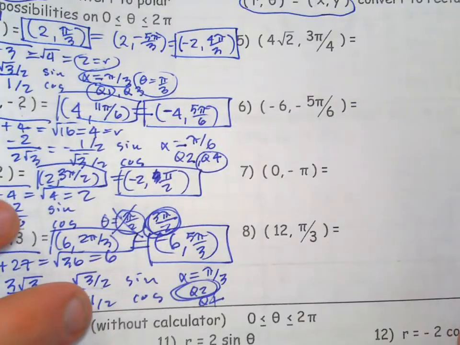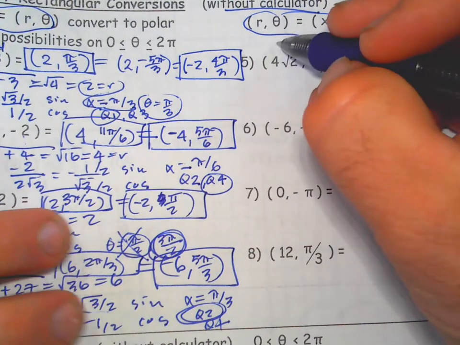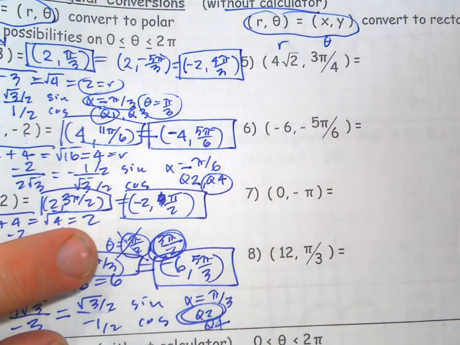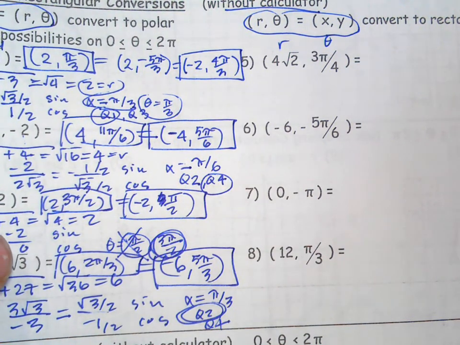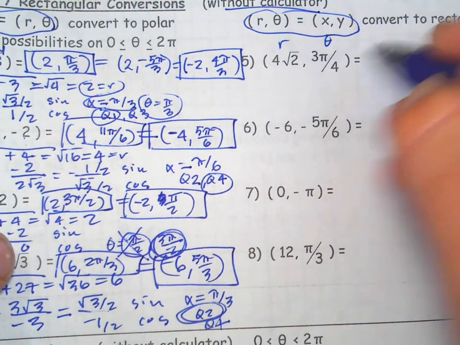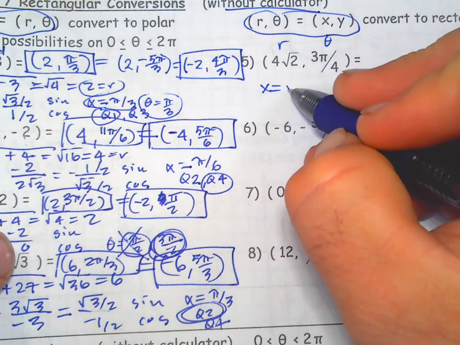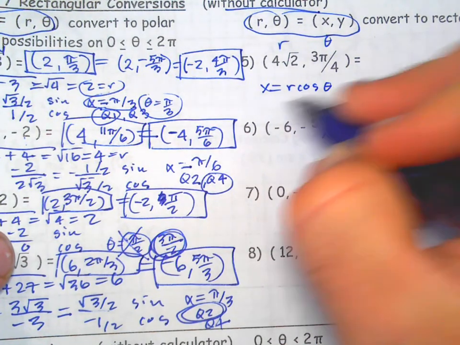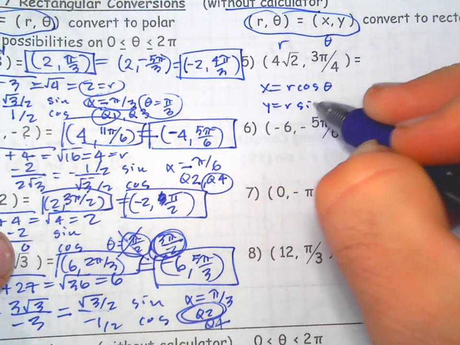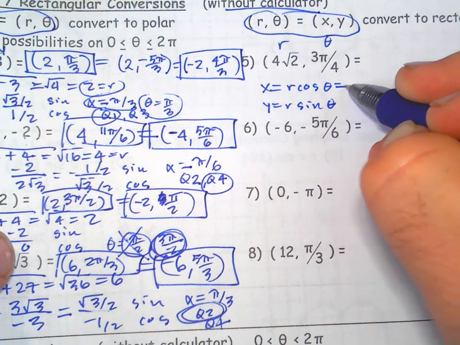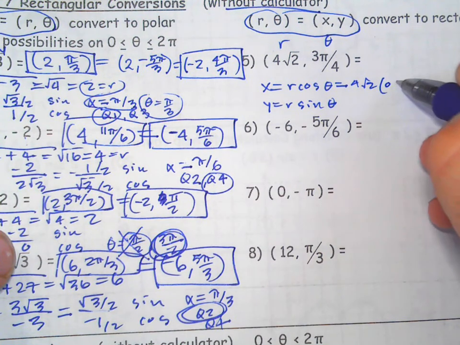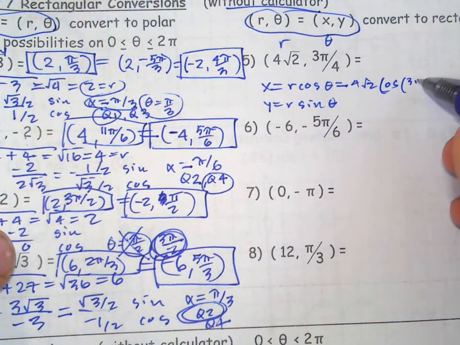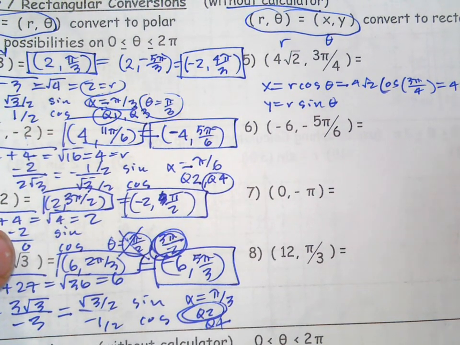All right. These ones are the other way. This is your r and theta, and you're trying to get the other one. So these ones are just going to use those formulas. You're just trying to get x and y. So x equals r cosine theta, y equals r sine theta. We use that a ton. So 4 root 2 times cosine of 3 pi over 4. It's going to be 4 root 2. It's going to be root 2 over 2.